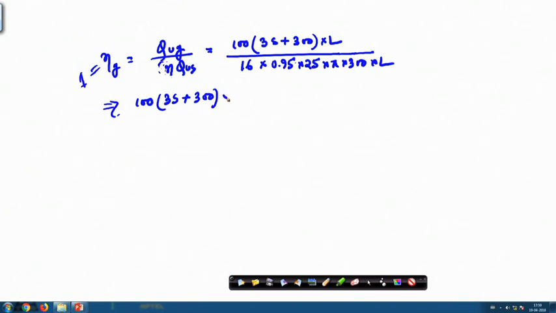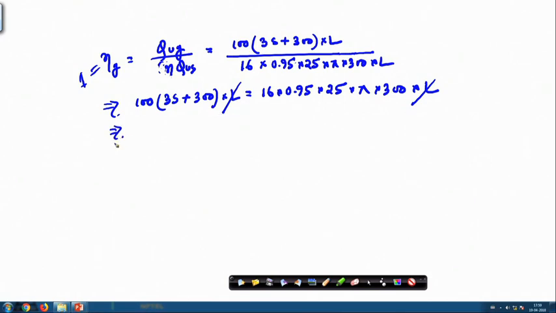If I provide greater than that, there will be a single pile failure, but we are taking the optimum spacing, so that our efficiency is 1. So, S plus 300 into L will be equal to 16 into 0.95 into 25 into pi into 300 into L. So, this L will cancel out, and then if I simplify or solve this one, we will get my S as 1094 millimeter.